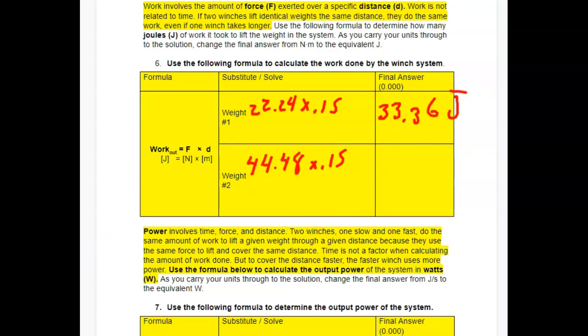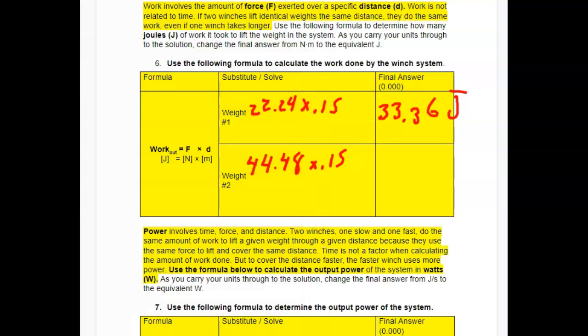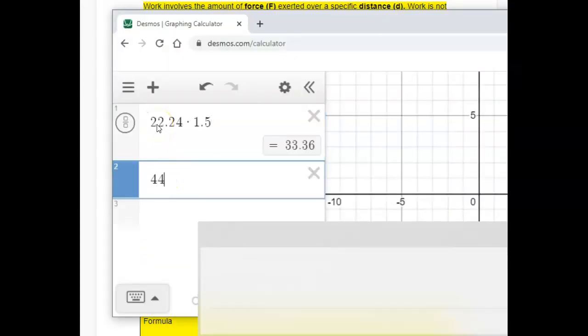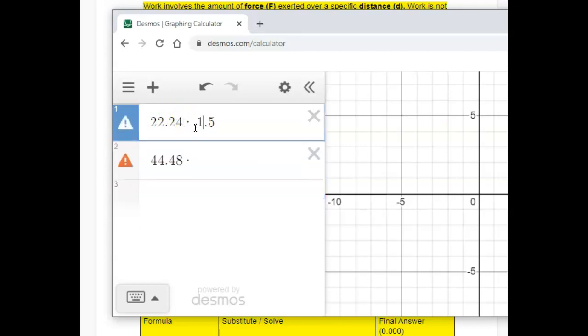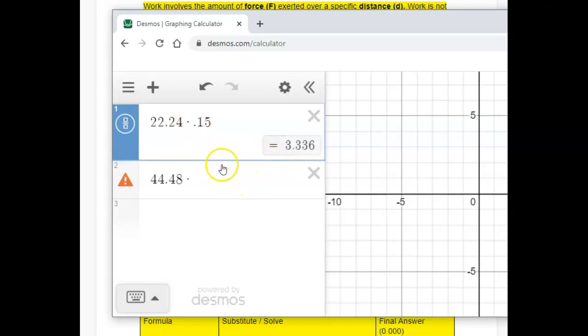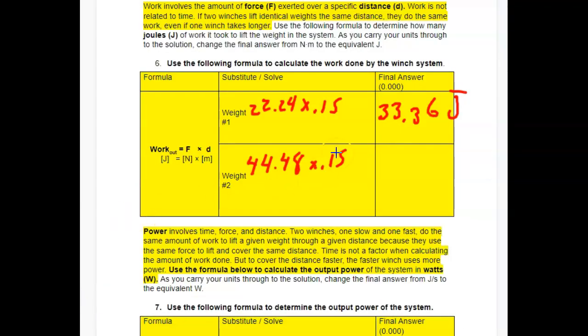And then we're going to do the same thing, but 44.48. Oops. Wrong decimals. Sorry. There it is. We got 44.48 times... 33.36 times 1. Whoa, bad answer here. Not 1.5, 0.15. Whew. That would throw us off our decimals here. So 3.336 and 0.15 here, 6.672. So let's change that here. 3.336. Where's my eraser? That's the highlighter.